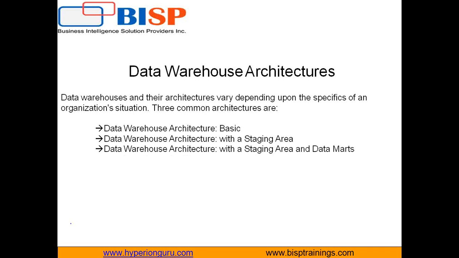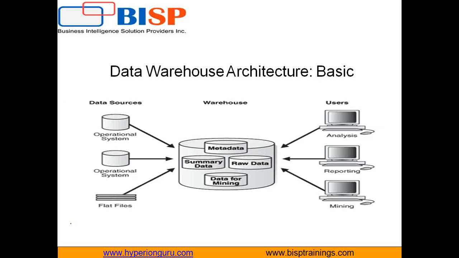Let's go to the first one, the basic one. Here you can see we have 3 different sources, 3 different operational systems. From these systems we are loading the data into a data warehouse, and from the data warehouse we have 3 different types of users: a set of users who are doing the analysis, a set of users who are doing the reporting, and a set of users who are doing the data mining. So this is the basic structure of a data warehouse.